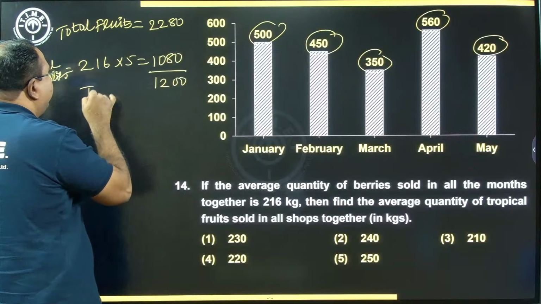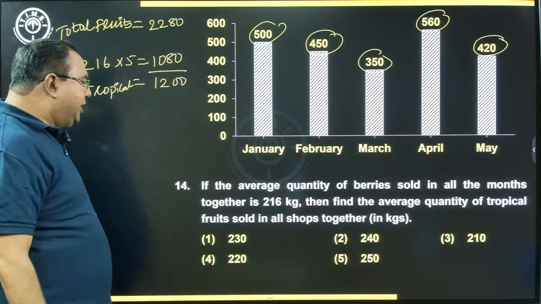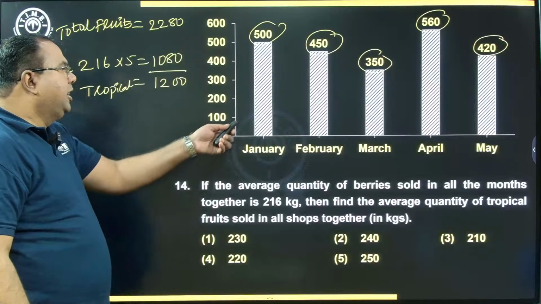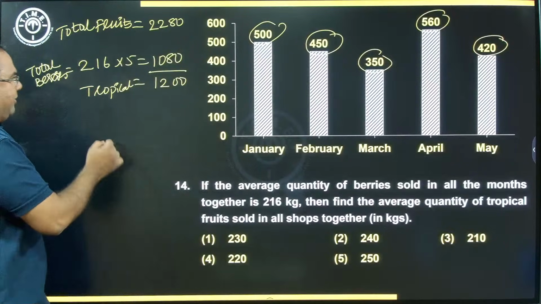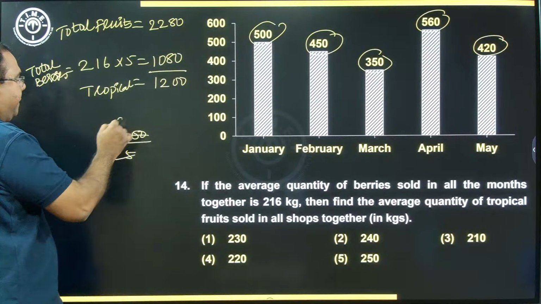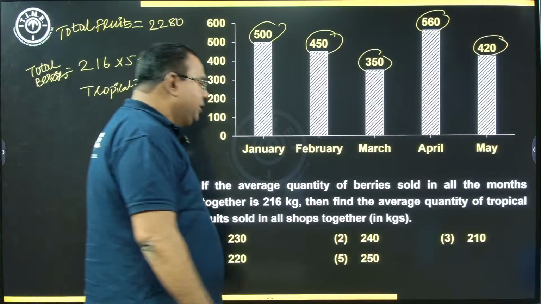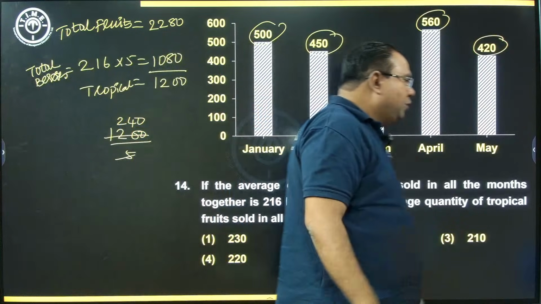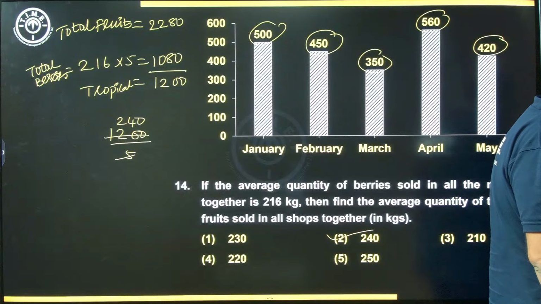1200 are my tropical fruits. Find the average quantity of tropical fruits sold in all shops together in kgs. So average will be 1200 divided by 5 months, 240. 240 is present in choice 2. Correct answer, Ashok?